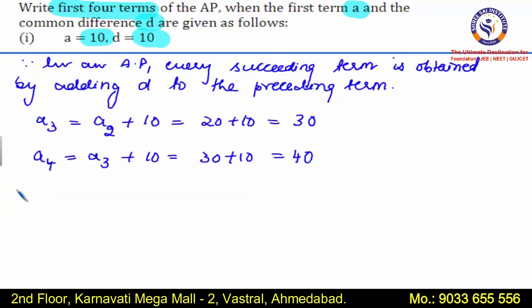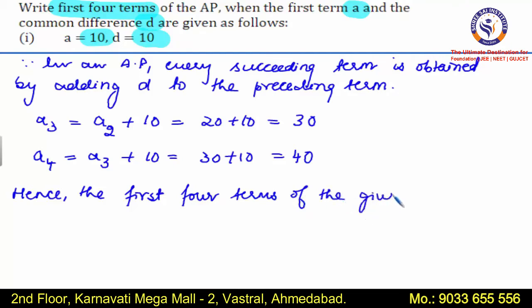Hence, the first 4 terms of the given AP are 10, 20, 30 and 40. So this completes the solution.